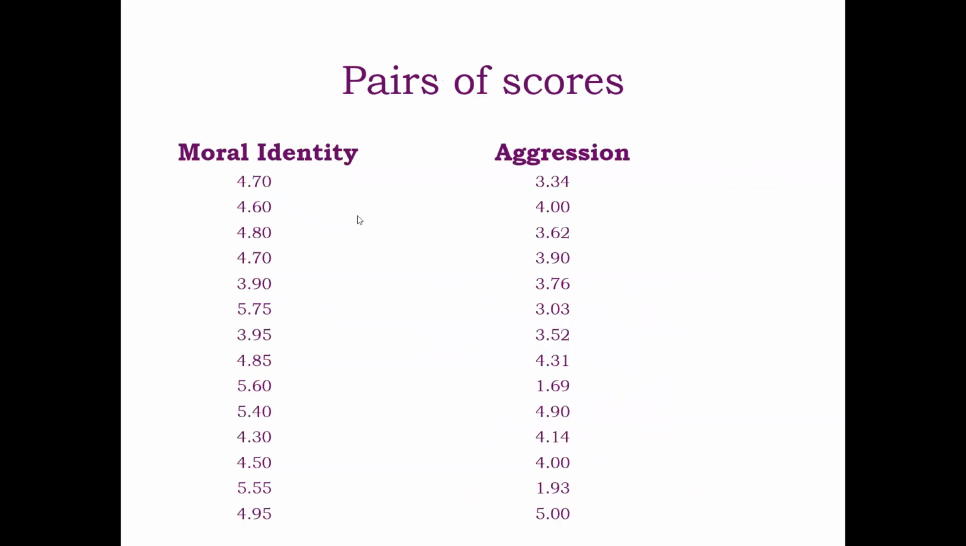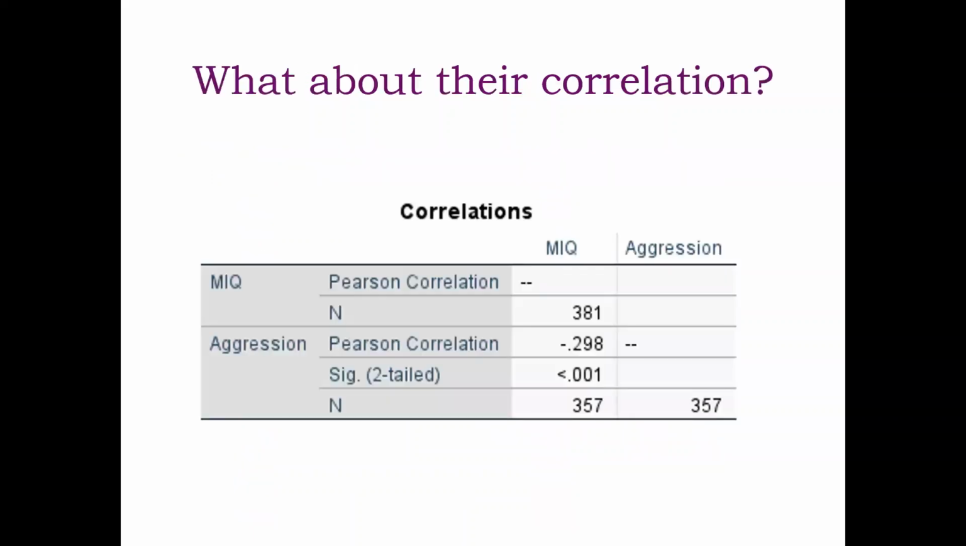We can also look at the pairs of scores. We can see moral identity and we can see aggression. That doesn't tell us much. So what about their correlation? Now, I'm going to show you a little later how to run a correlation analysis in SPSS. But for now, let's just look at this. This is their correlation, -0.298. And it says Pearson correlation, and we are going to learn about that in a minute.